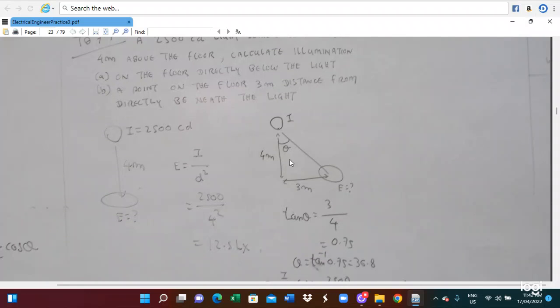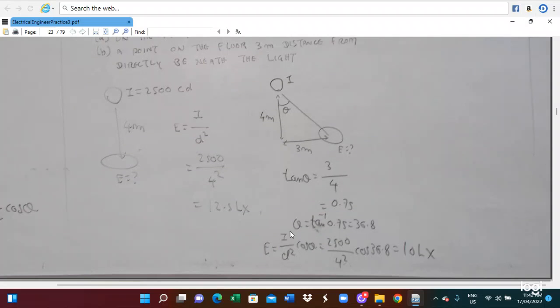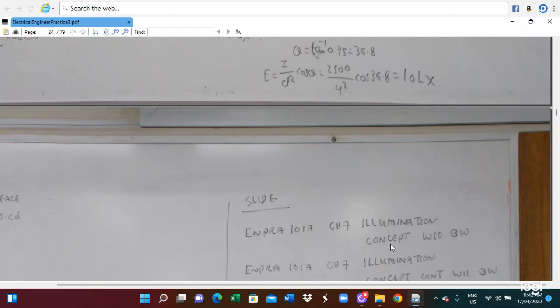And then we also need to calculate this angle theta. The opposite side is 3 meters and the adjacent side is 4 meters, so tan theta is 3 by 4. So theta is tangent inverse of 3 by 4, and you get 36.8 degrees. So E equals I by D squared cos theta. So 200 by 4 squared, times cos 36.8, and you get 10 lux. You can calculate that.